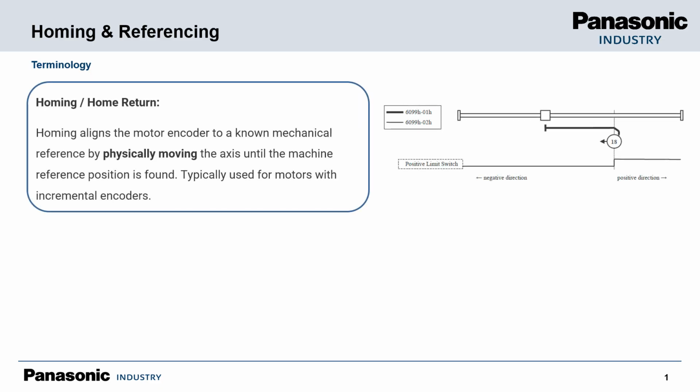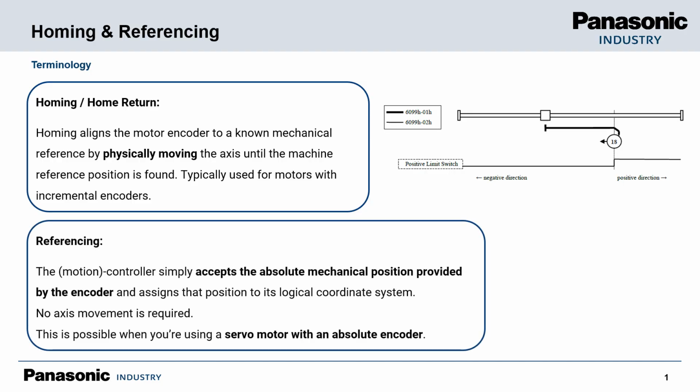When we talk about homing an axis, we mean that the motor encoder aligns itself to a known mechanical reference by physically moving the axis. The axis moves until it reaches a machine reference position, which is usually detected by a sensor, like a limit switch. This approach is typically used with servo motors that have incremental encoders, because incremental encoders don't know their absolute position after power-up.